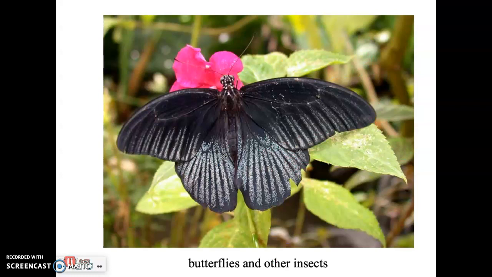So lines are all over in this world. And we can see here in the butterfly, we can see very thin lines on its antennas, and we see white stripes down here that are very thick.